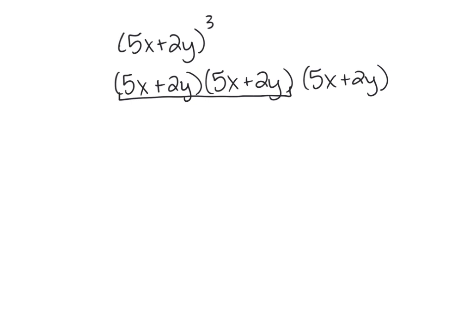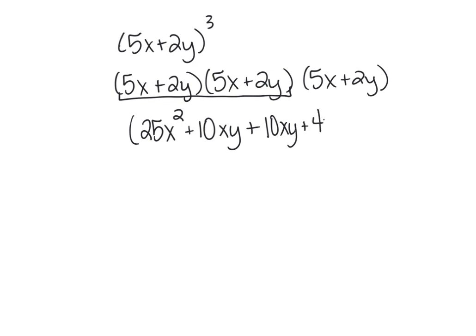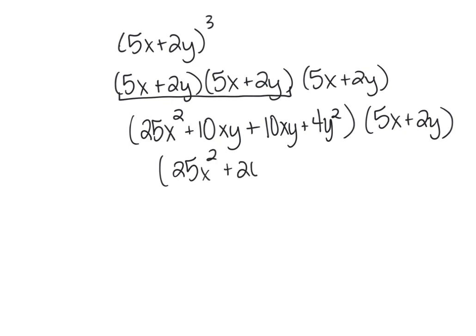So if we just multiply these first two together, we'll end up with 25x squared, doing that FOIL, the 5x times the 2y. We'll do the numbers, 5 times 2, and then we have the xy. The 2y and the 5x, that again is going to be 10xy. And then 4y squared for 2y times 2y. We still have that 5x plus 2y. Go ahead and combine any like terms. Sorry, it's 25x squared. So here we do have a 20xy for the 10xy and the 10xy.